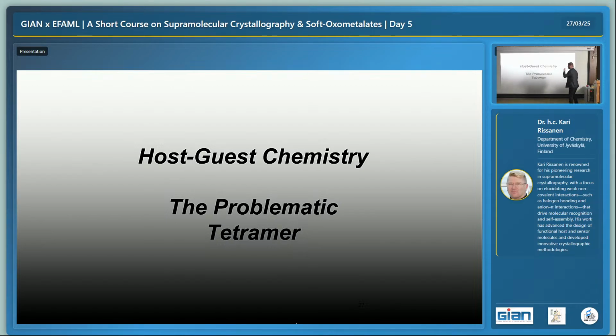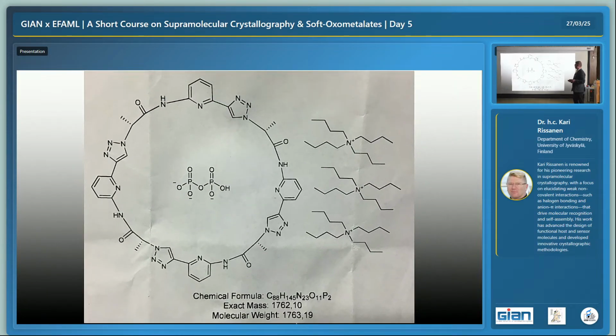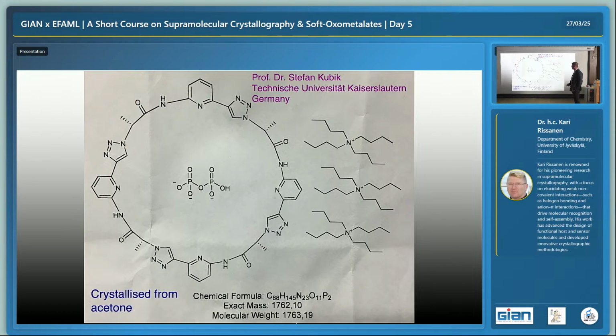Now, a little bit more, what we can do. So sometimes you face really big surprises. This is a very interesting thing to show you what the X-ray structure can tell you. So I got this kind of a structure, a relatively small amino acid-based macrocycle. And this is the person, Stefan Kubik from Kaiserslautern, Germany. And then this thing was there. You can see what is there. This is the pyrophosphate, the diphosphate in there, crystallized from acetone.